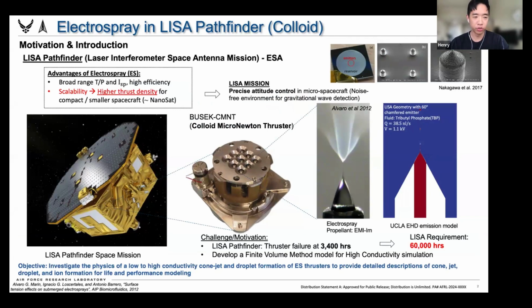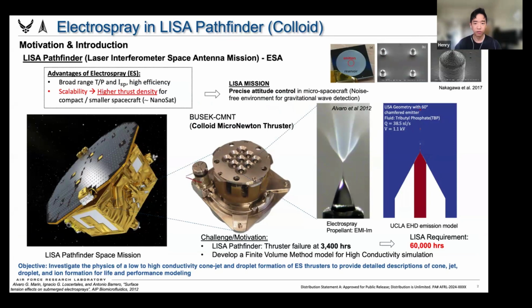Electrospray thrusters were used in LISA Pathfinder, the Laser Interferometer Space Antenna mission. It was flown in 2015, led by the European Space Agency, and NASA JPL also supported that project. Our team at UCLA also supported that project with the Busek company, which made a colloid microneedle thruster.